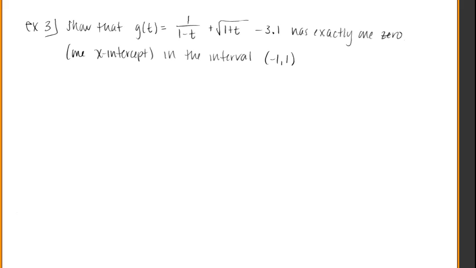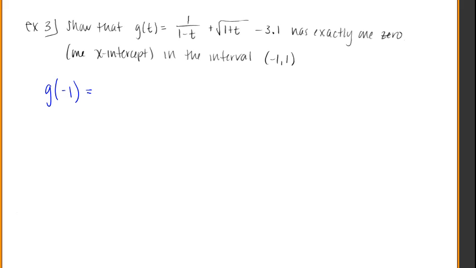We want to show that this function has exactly one zero, or one x-intercept, in the interval from -1 to +1. Okay? So in order to prove that there's exactly one zero, first of all, we're going to really focus on those endpoints. Let's find g of -1, and then let's find g of 1.